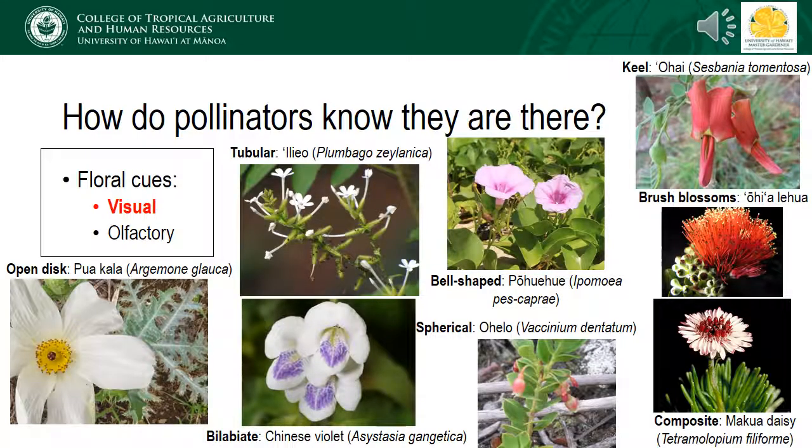These are examples of some of the floral shape diversity found in Hawaii. Flowers may be open disc or bowl-shaped, which is the simplest type of flower and the most common across plant families. Here, the petals occur in a single layer with exposed anthers and shallow nectaries, such that both pollen and nectar are freely available to visitors.